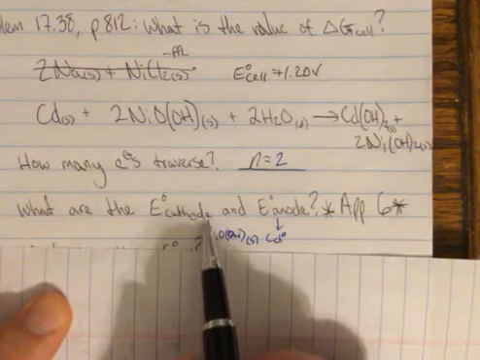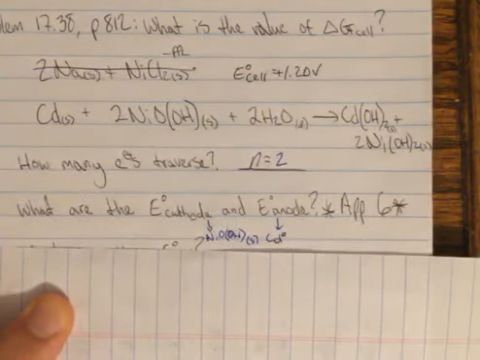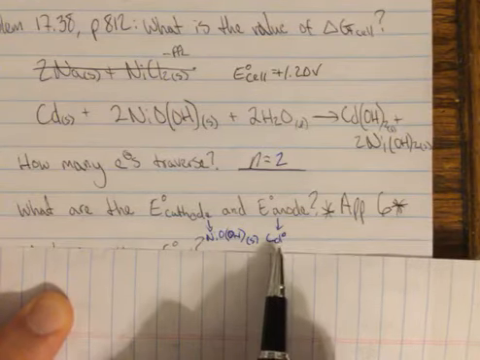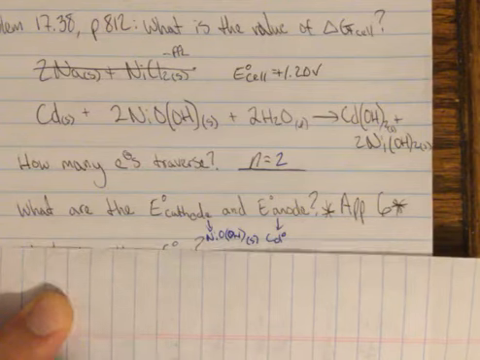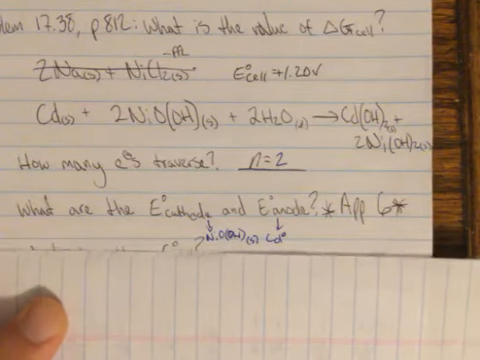Now, nickel is actually going to be the cathode because it's the one that's going to take up electrons, i.e., positively charged. And then the anode is going to be cadmium. So cadmium is going to lose the electrons.